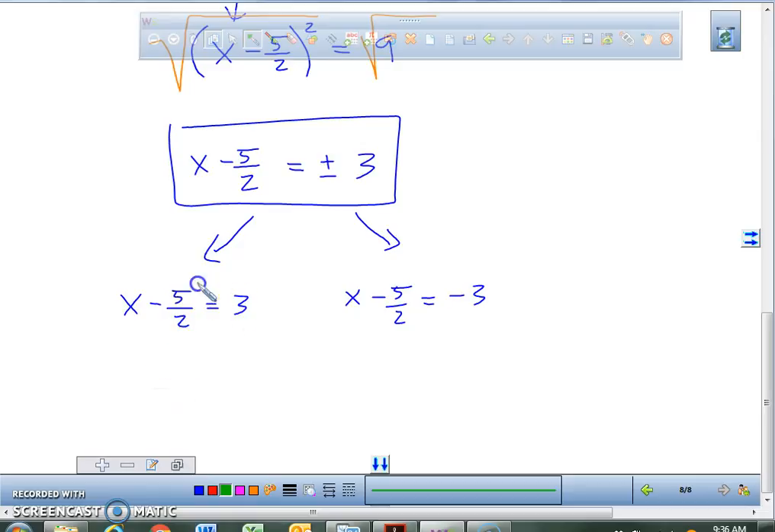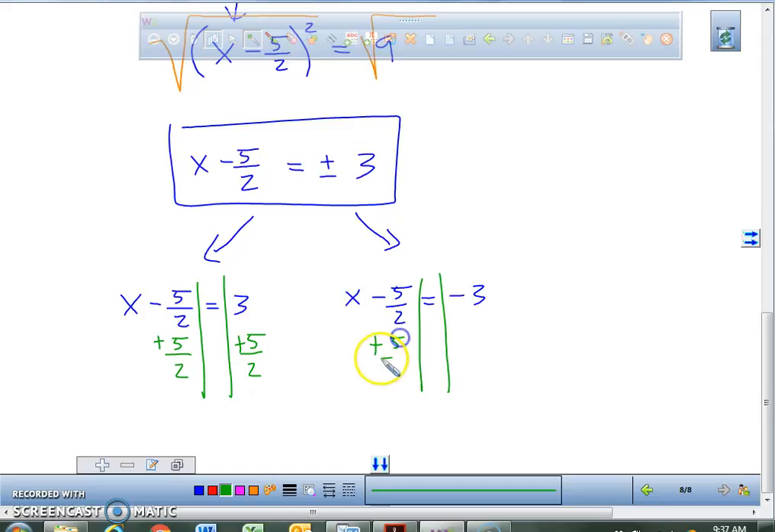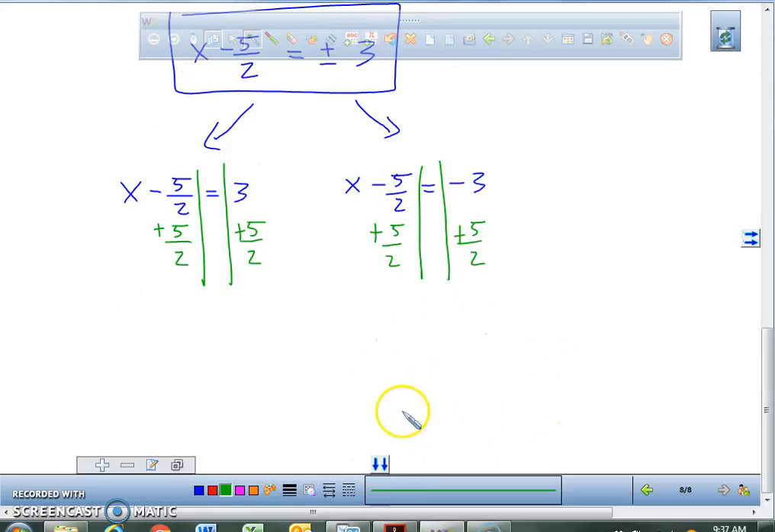What's the only thing I have to do all the way across the board? Simply what? Plus 5 halves over 2. That's it. That's all we have to do is just add 5 over 2 or add 5 halves all the way across. All right? Now, in your calculator, all right, if you did this, you'd probably get x equals 5.5 for this one.